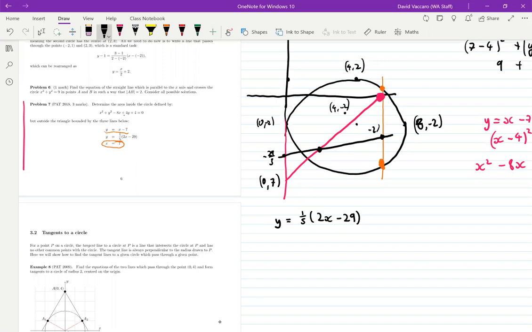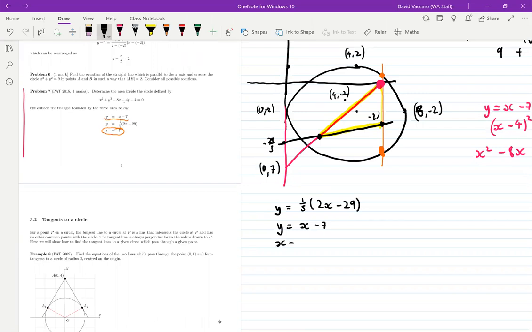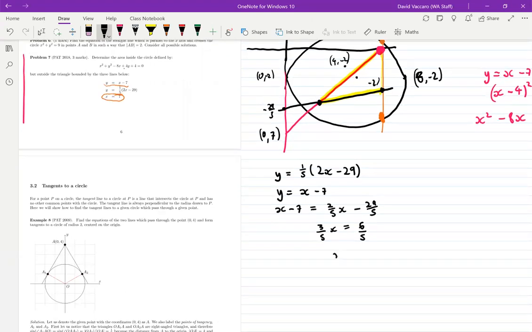Okay, so we should probably find the points where that meets the other 2 lines. So we've got this triangle. Let's see where it meets the line y equals x subtract 7. So we've got x subtract 7 is equal to 2/5 x minus 29/5. So we get 3/5 x is equal to 6/5. So x is equal to 2 and y is equal to -5.